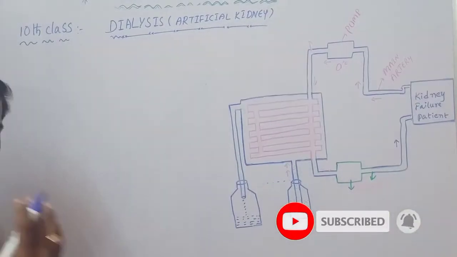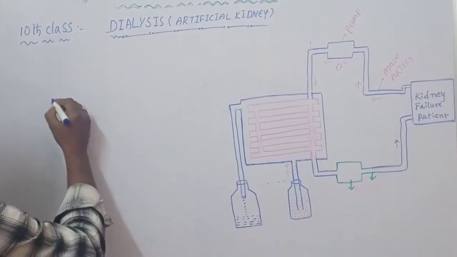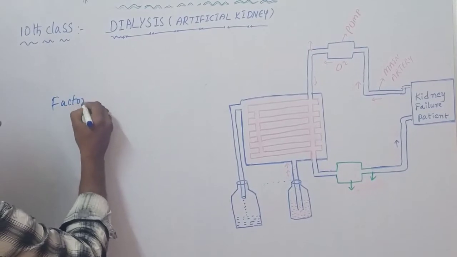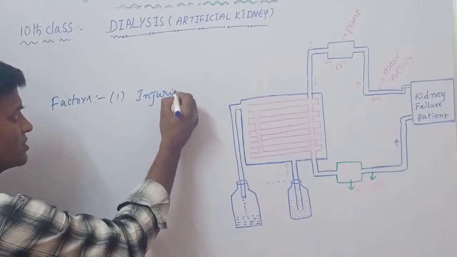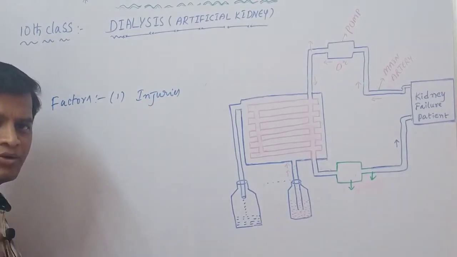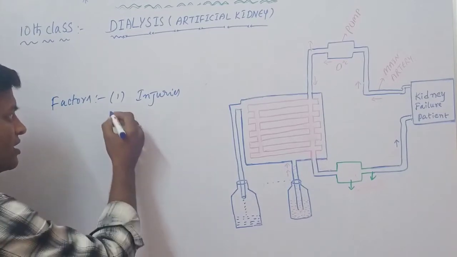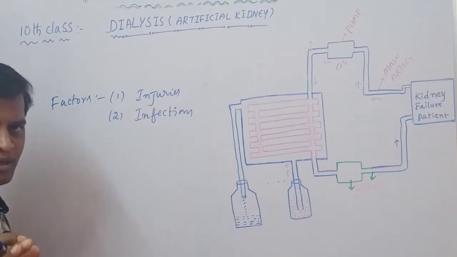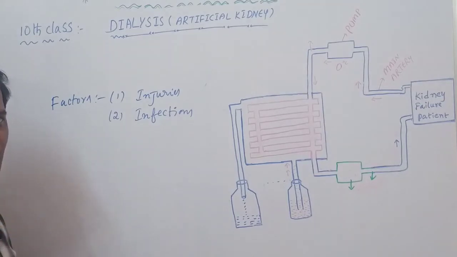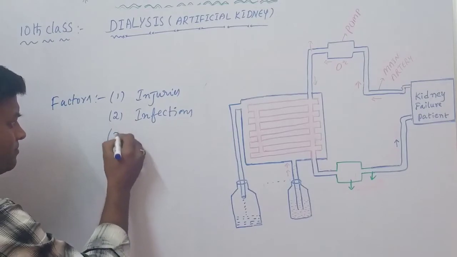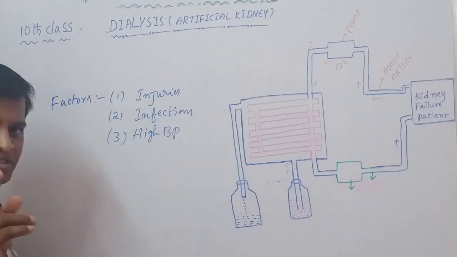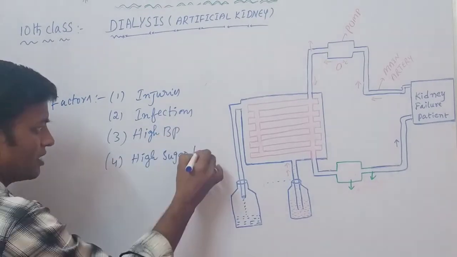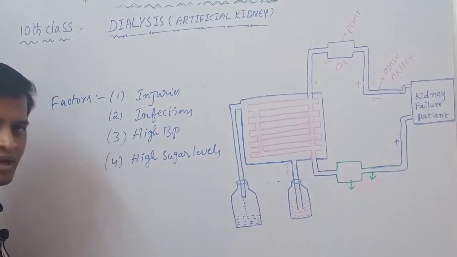Which factors can restrict the flow of blood in our body? The first one is injuries. Sometimes injuries may cause restriction of blood to the kidneys. Sometimes if any infections take place, they can restrict the flow of blood to the kidneys. Next, the third one, high BP, can restrict the flow of blood to the kidneys. Sometimes high sugar levels can also restrict the flow of blood to the kidneys.